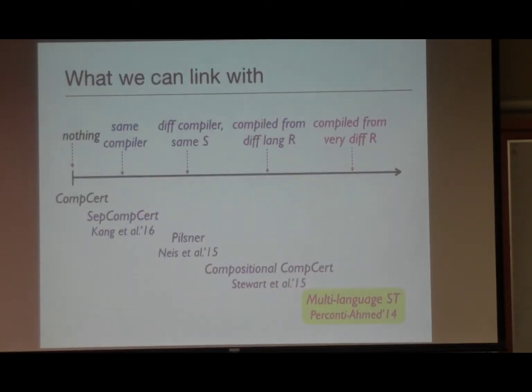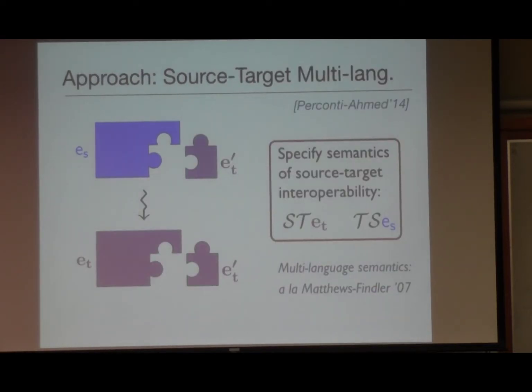Okay. All right, so that leads us to this next approach, the multi-language approach. So the idea here, this is my own work with my student Jamie Perconti, and now there are multiple people in the audience, Dustin and Matt Kolosik right there, who are actually working on follow-up to this. You can talk to them later. All right, so here's the idea of the source target multi-language approach. Basically, we want to get ES to link with ET prime, and so what we're going to do is specify a source target interoperability semantics.